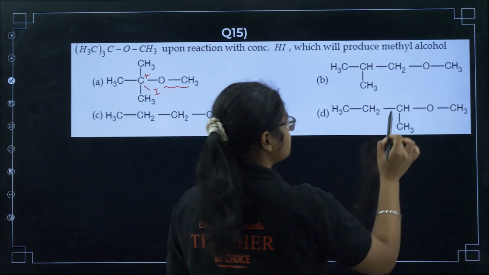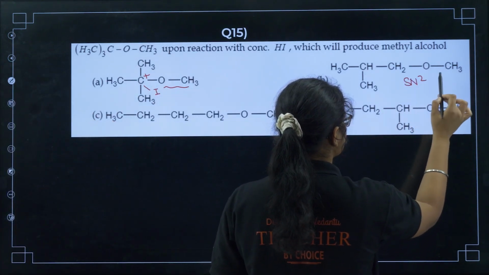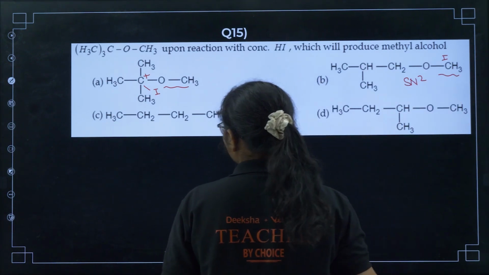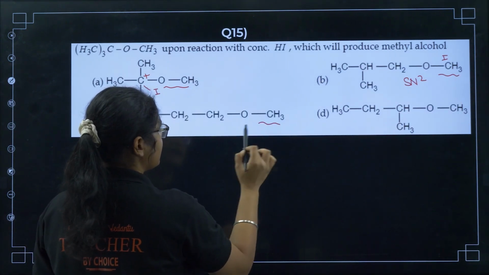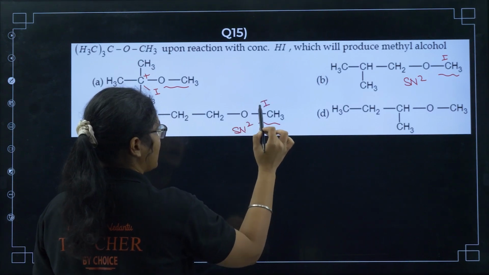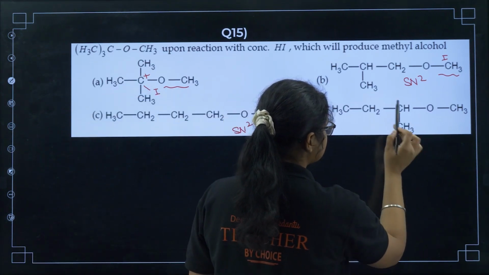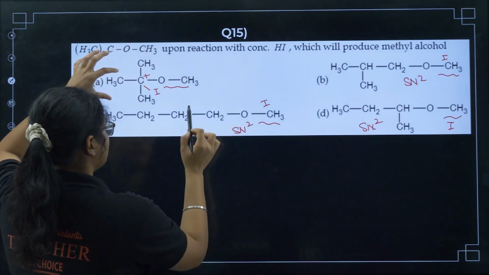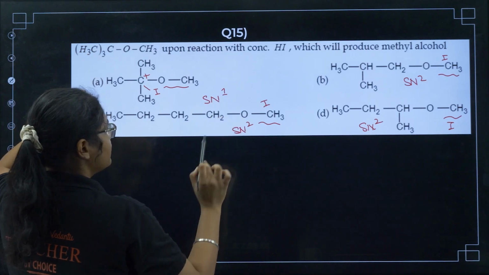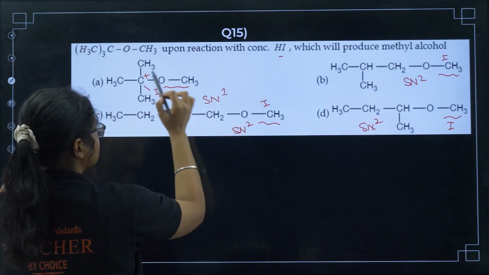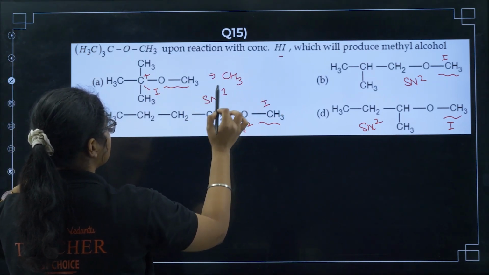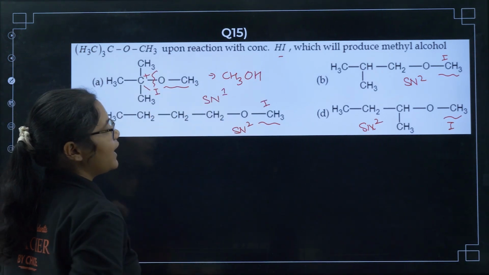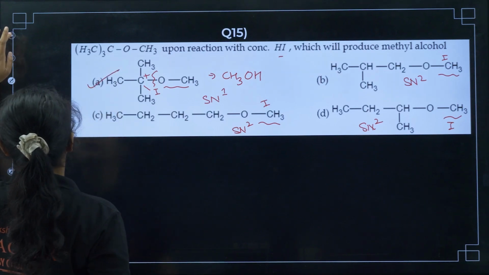In all other cases, if you see here SN2 mechanism is followed, so here I minus will attack on the less hindered side, so CH3I will form. Here also you can see the less hindered side SN2 mechanism, so here CH3I will form, and this side also you can see this is also SN2 mechanism, so CH3I will form. Now because here there is a tertiary group present, SN1 mechanism is followed and I minus will go to the carbocation, so here the product you will get is CH3OH, bond will break here and this one will take the iodine group. So the correct answer is option number A here.